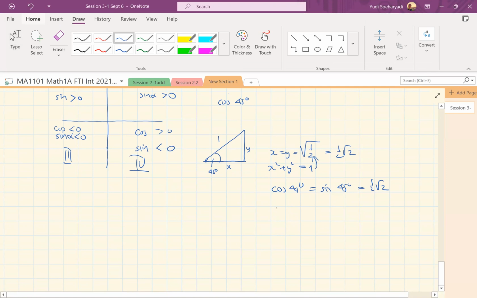In a special case, what about 90 degrees? There is no triangle here, but you see that y equals 1 and x equals 0. So cosine 90 degrees is 0 and sine 90 degrees is 1. So you can start computing sine and cosine of numbers.